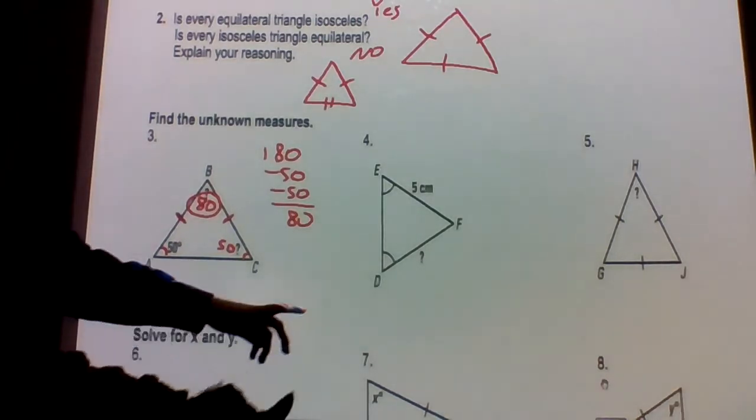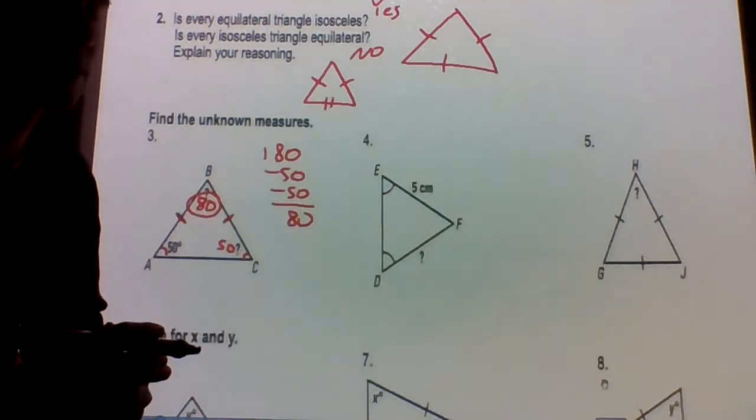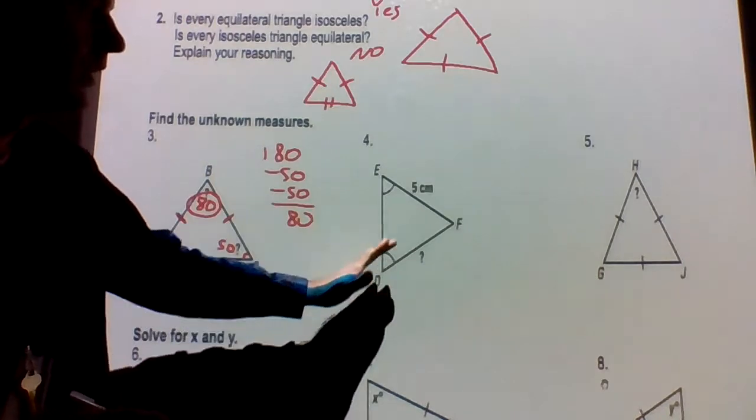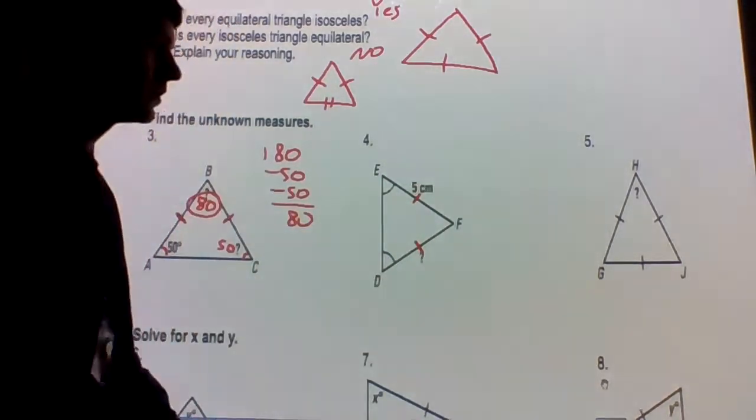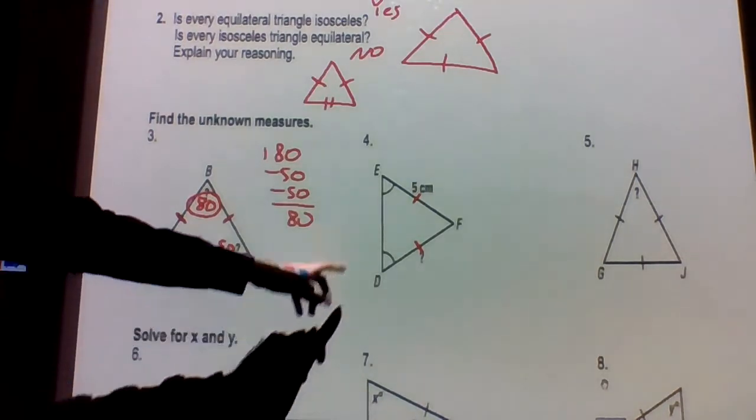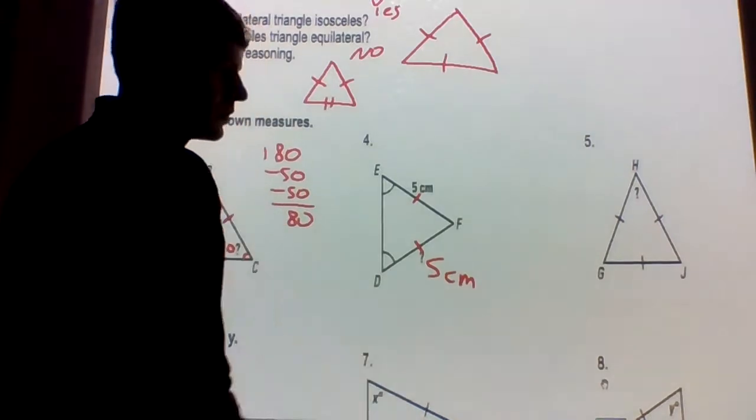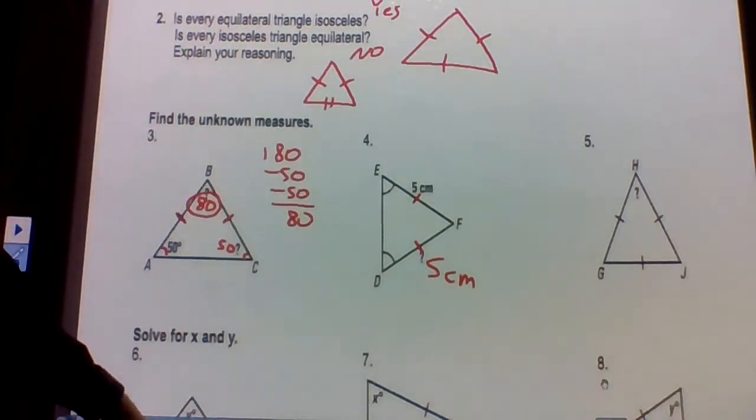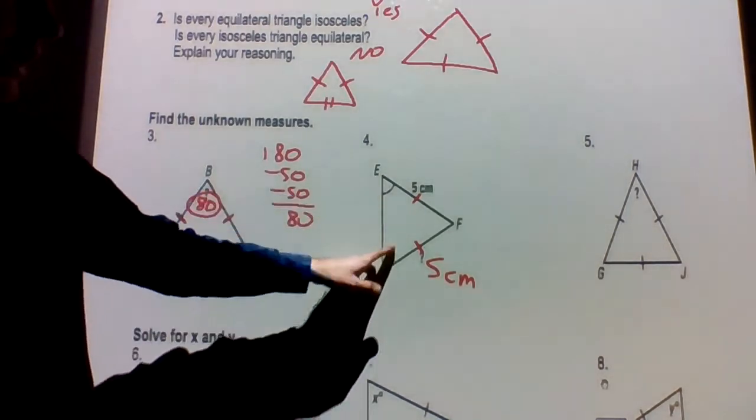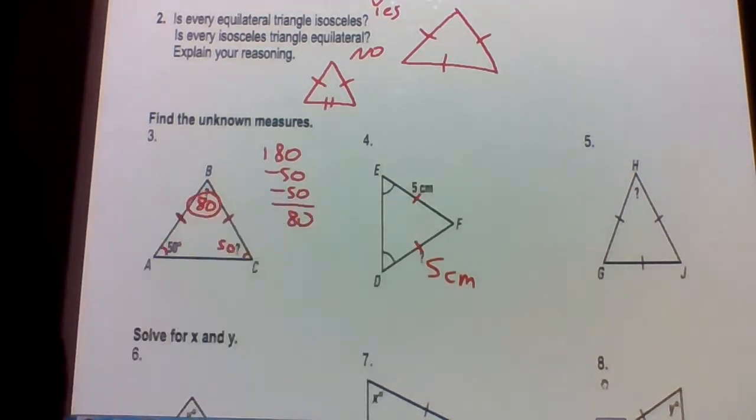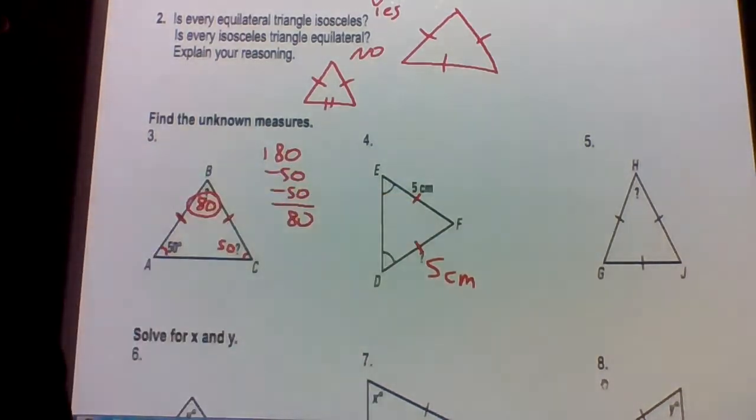Okay, over here we have two angles that are congruent. So the converse to the isosceles triangle theorem tells us if we have two angles that are congruent, the opposite two sides are going to be congruent. So the opposite two sides here are EF and DF. So since EF is 5 centimeters, DF is also going to be 5 centimeters. If two sides are congruent, the opposite two angles are congruent. If two angles are congruent, the opposite two sides are going to be congruent. Right, the isosceles triangle theorem, and then the converse to the isosceles triangle theorem.